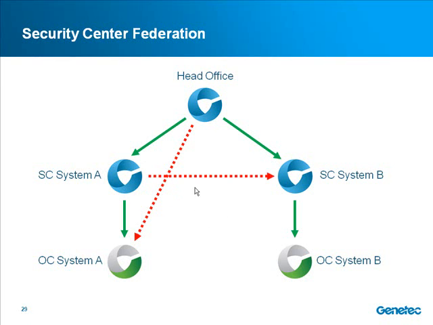Also, if we try to set up federation between the two Security Center sites, one of the sites will contain the cameras from both Omnicast systems. Since the head office has both of these Security Center systems federated, it will get the cameras from this Omnicast system twice. This can cause some pretty big headaches, so keep an eye out for this when setting up your Security Center and Omnicast federations.